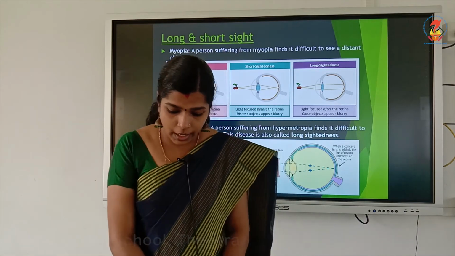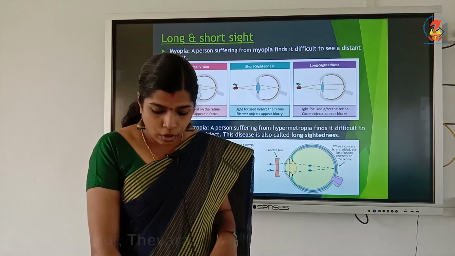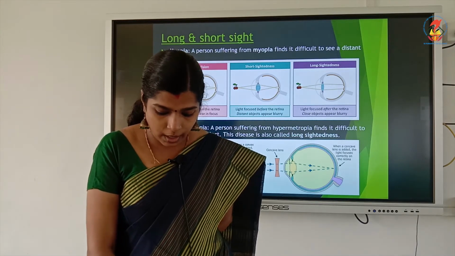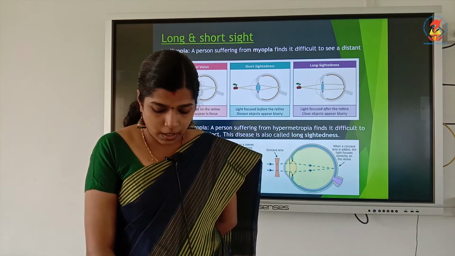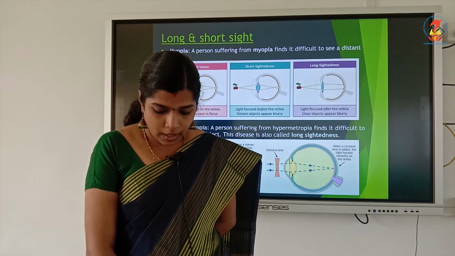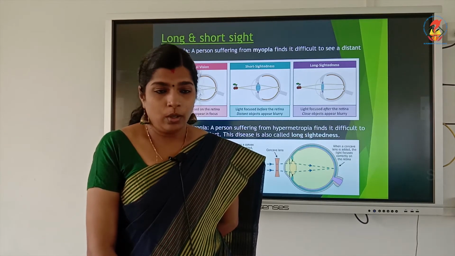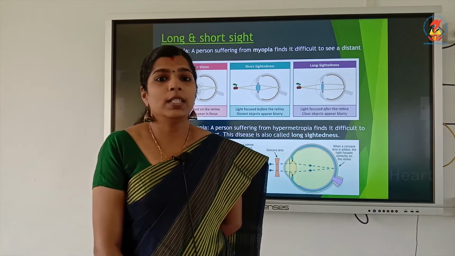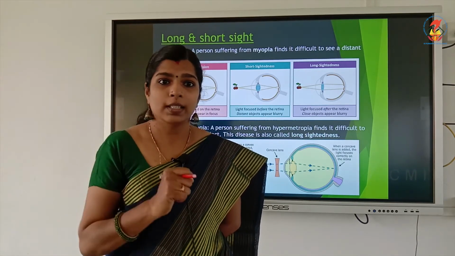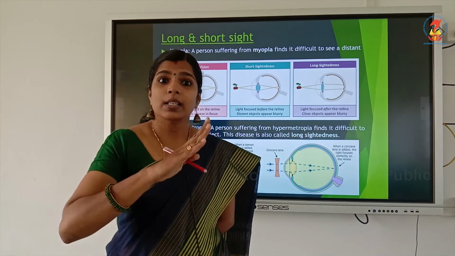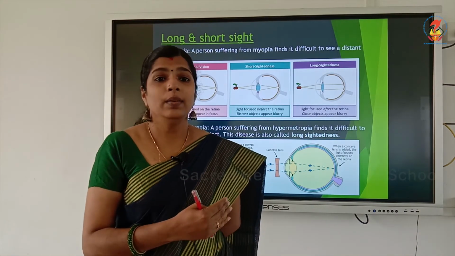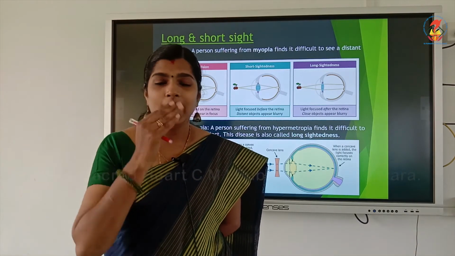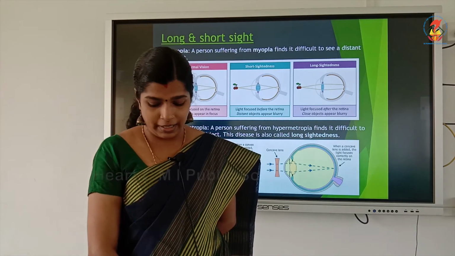Some persons cannot see close objects clearly. Some people can see near objects clearly, but they can't see distant objects clearly. But some persons can see distant objects clearly, but they can't see near objects clearly.